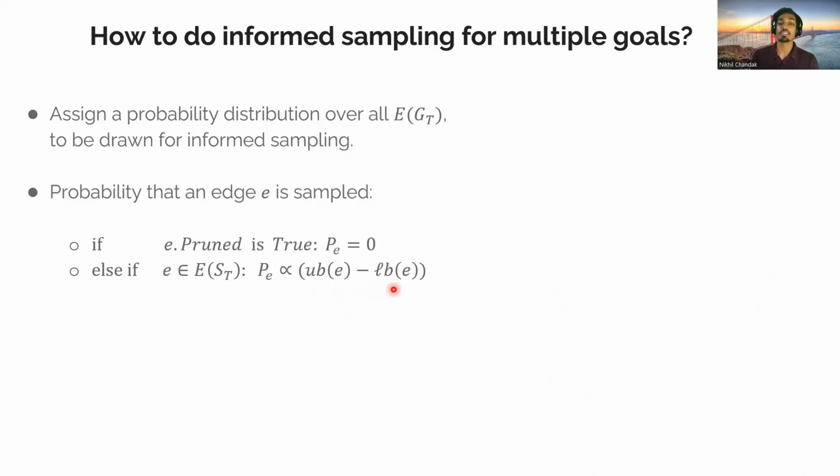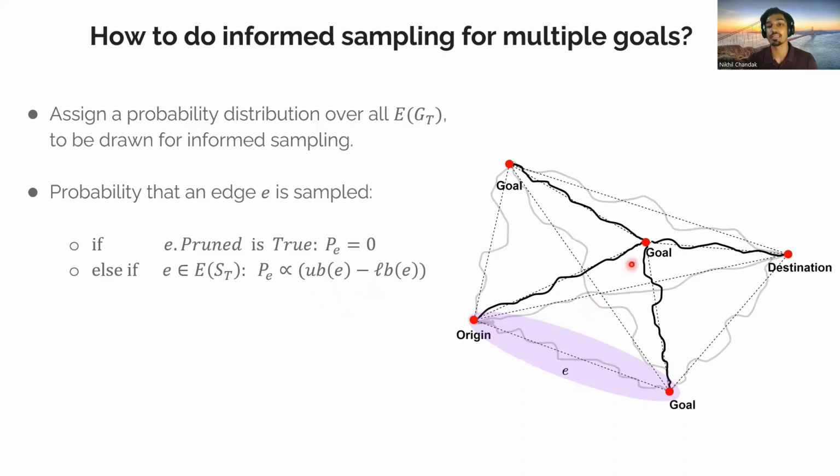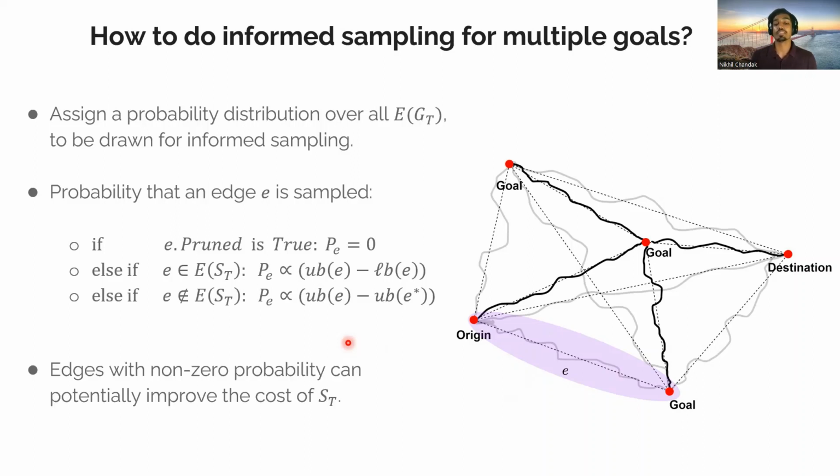However, if edge E is not in the Steiner tree, for example, in this case, the Steiner tree has changed, so E is no longer part of the Steiner tree. In that case, the first goal of E is to become a part of the Steiner tree, and it has to kick out its opponent E star. So essentially, its job is to become better than E star in its cost, and then later hope that it achieves its lower bound. So here, if E is not part of the Steiner tree, we assign a probability proportional to the difference between its current cost and the current cost of the edge it would have replaced, i.e. the current cost of its opponent. Finally, we note that only the edges with non-zero probability can potentially improve the cost of the Steiner tree.